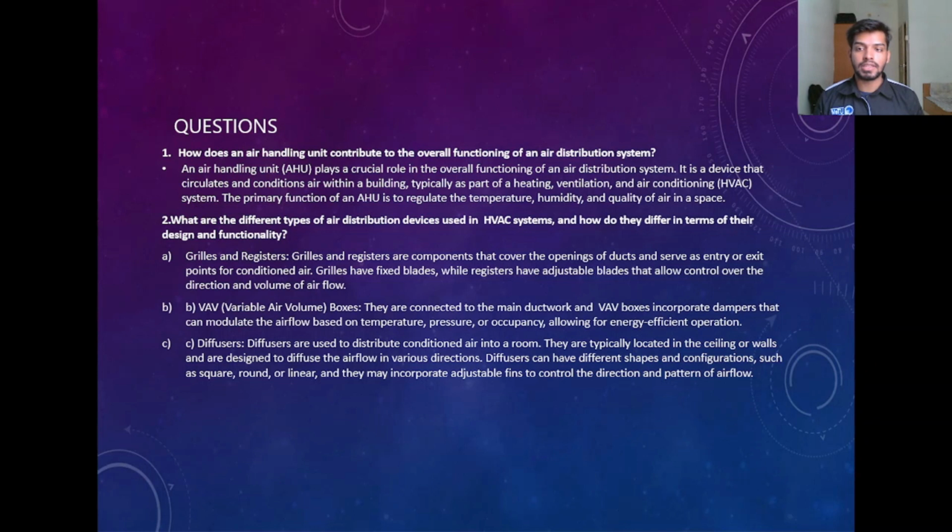Number 3 is diffusers. Diffusers are used to distribute the airflow into an enclosed room. They are typically located at the ceilings or walls, and are designed to diffuse the airflow in various directions. Diffusers can be in different shapes, such as square, round, or linear, and they may incorporate adjustable fins to control the direction and pattern of airflow.